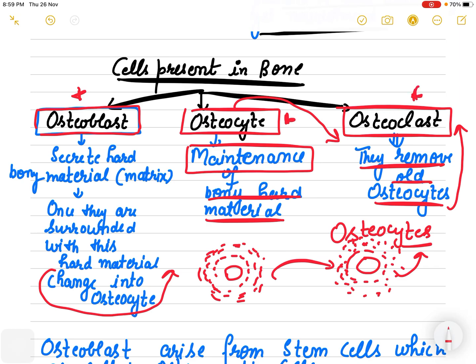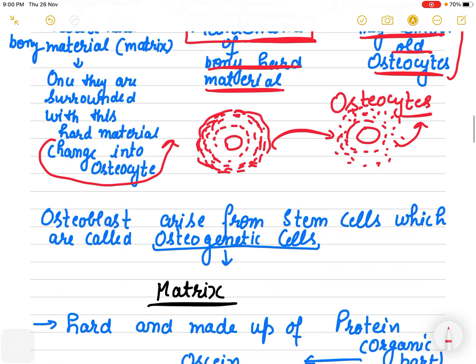One more time we will see. Osteoblasts are the first cells formed; once the bony matrix is formed around them, they are known as osteocytes. Osteocytes are for the maintenance of hard material. Osteoclasts remove the old osteocytes.